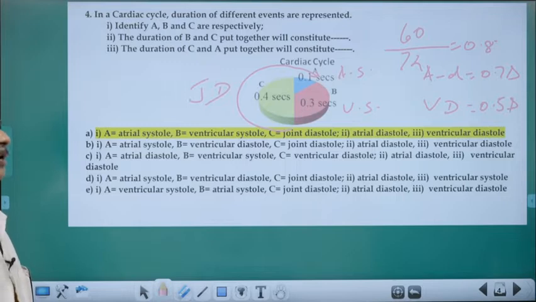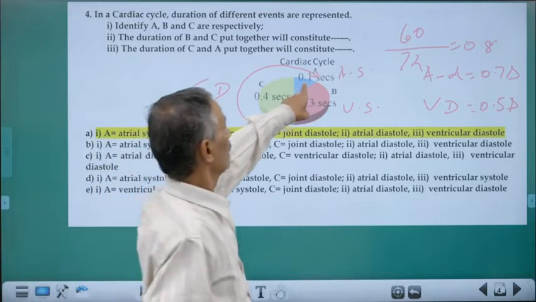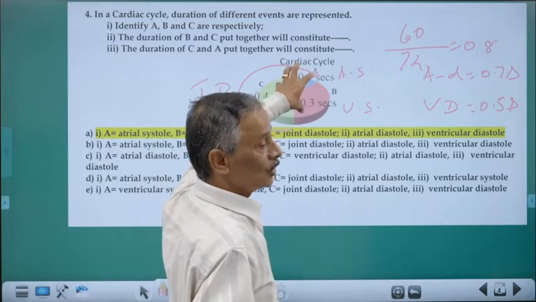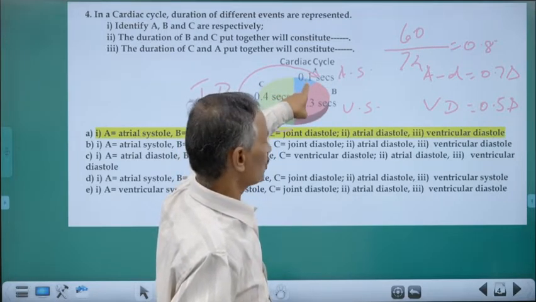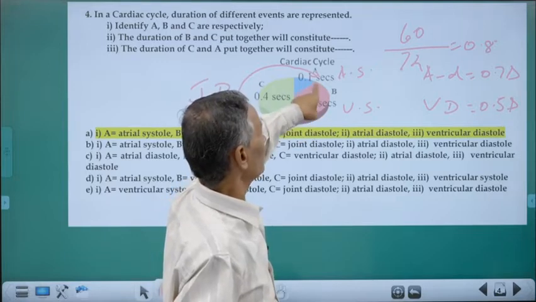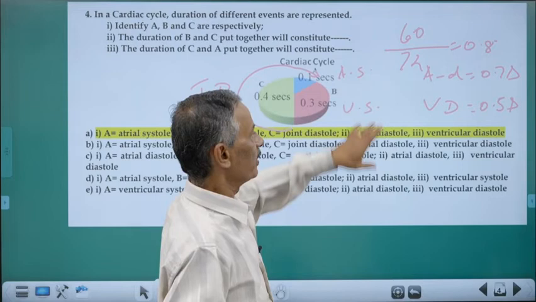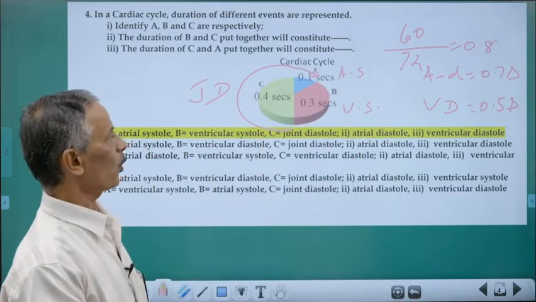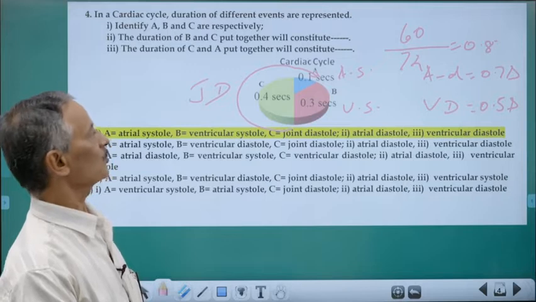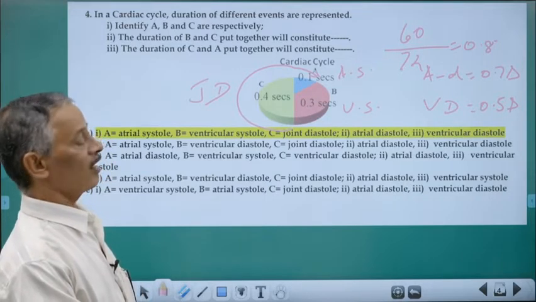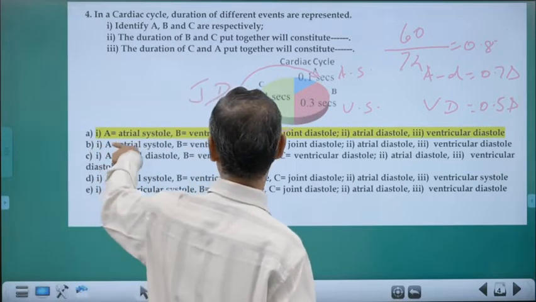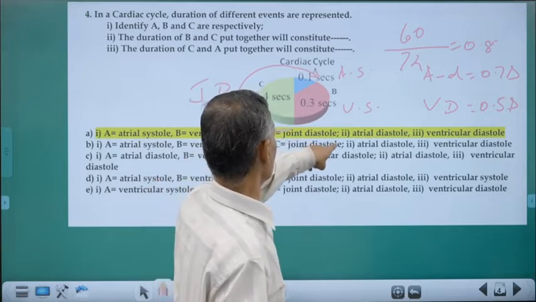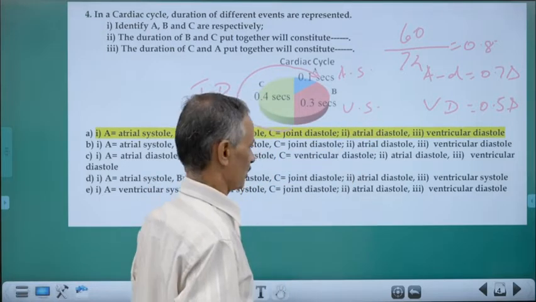Out of that 0.5 seconds, for 0.4 seconds, atrium and ventricle together, see, they are all remaining in a joint diastole for 0.4 seconds. And when atrium is in systole, that time also ventricle is in diastole. So, this time plus this time, ventricle is in diastole. So, out of the 0.5 seconds, for 0.4 seconds, it is together with the atria in diastole. Clear? That's why we go to answer 1. Atrial systole, ventricular systole, joint diastole. Atrial diastole, ventricular diastole.